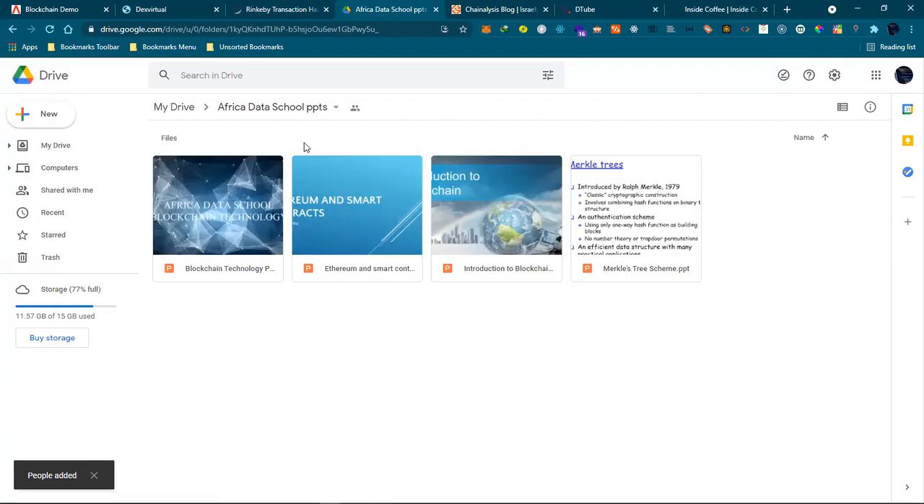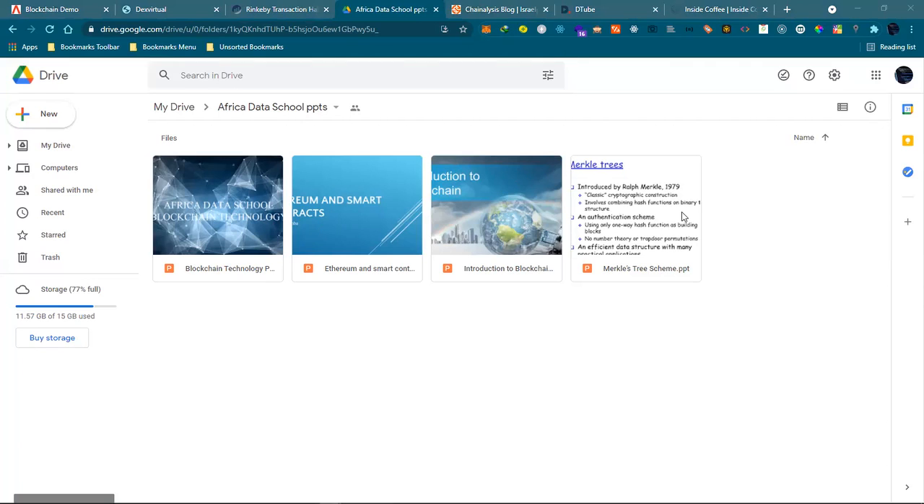So I've shared a folder. It has different notes. It has notes on Merkle tree. It has the entire course, that is introduction to blockchain. We have Ethereum and smart contracts, and we have blockchain technology. So you can check your emails and confirm.